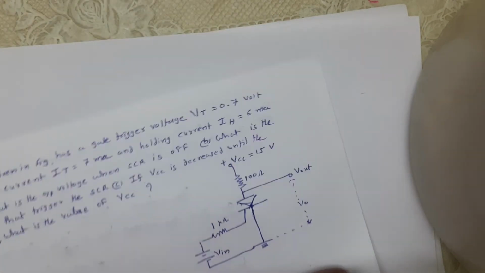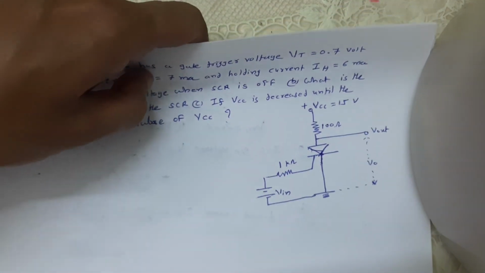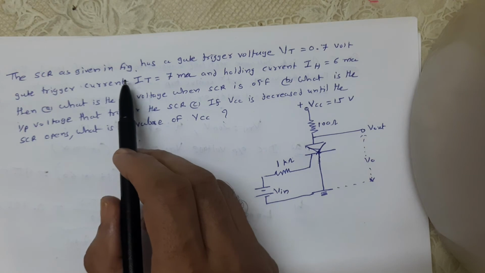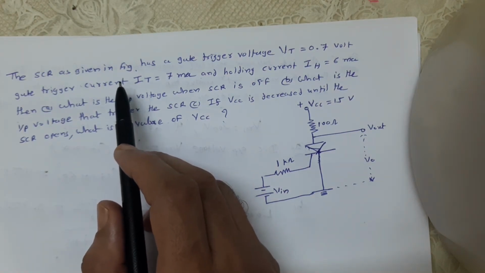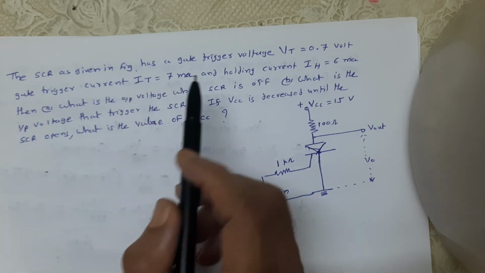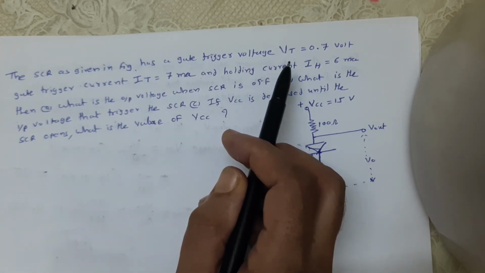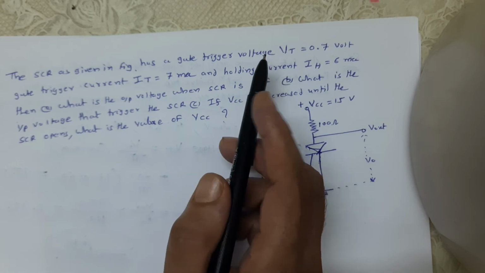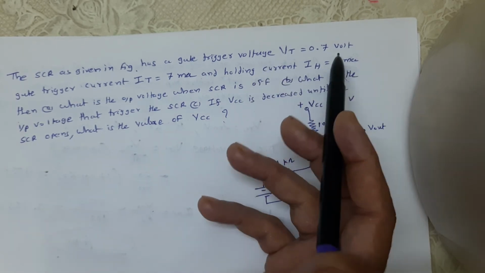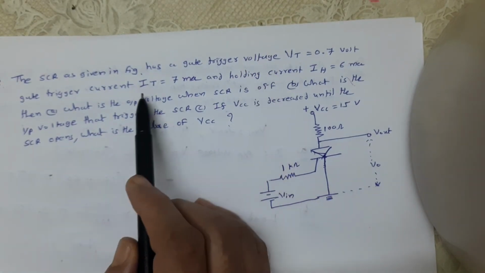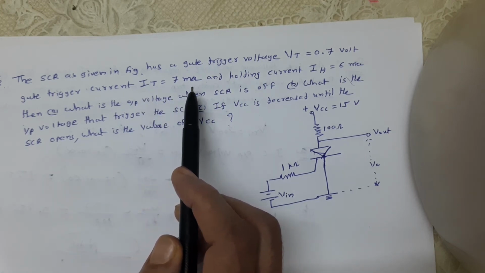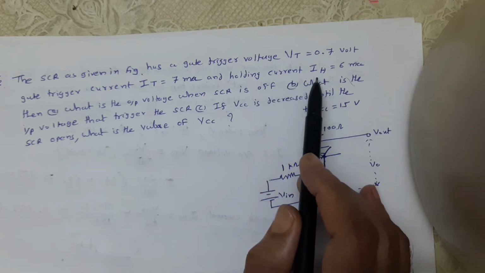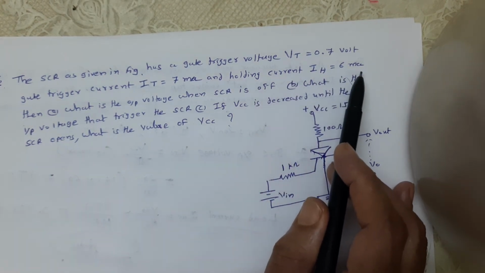The last numerical in this chapter is the SCR as given in the figure. The SCR has a gate trigger voltage Vt equal to 0.7 volt, gate trigger current It equal to 7 milliampere, and holding current IH equal to 6 milliampere.